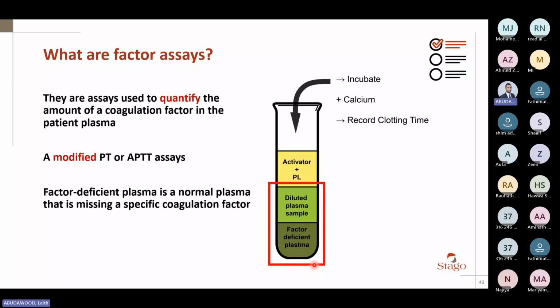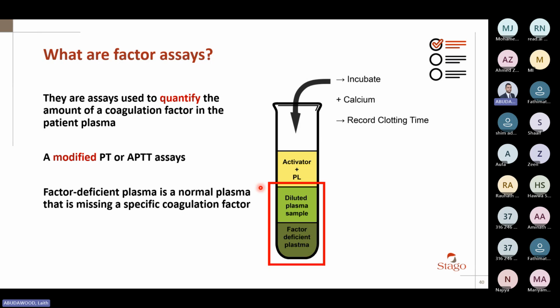So a typical factor assay is I dilute my sample, I add it into the tube, I add on top of it a factor deficient plasma. I have factor 8 deficient plasma, factor 5 deficient plasma, factor 2 deficient plasma. So for factor 2 assay, I use factor 2 deficient plasma. Factor 8 assay, I use factor 8 deficient plasma. All right. Then after these two are mixed, I add my PT reagent or APTT reagent, then calcium chloride, and just your very typical PT-PTT test.